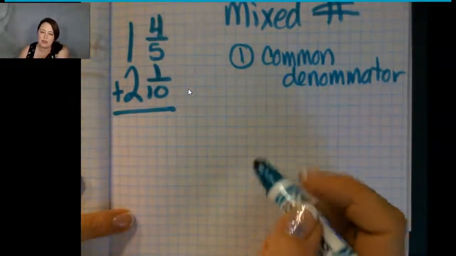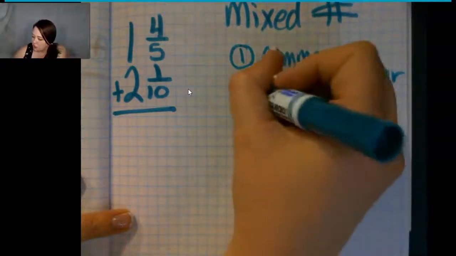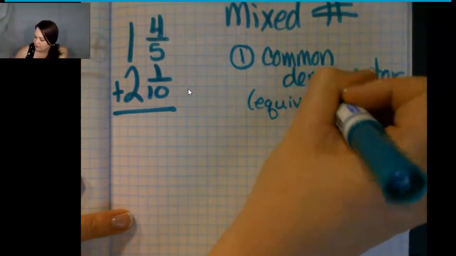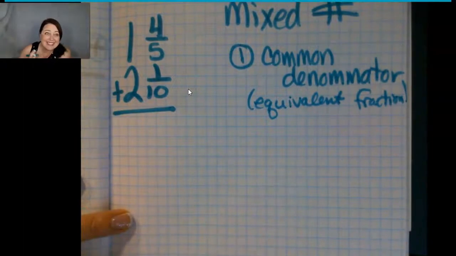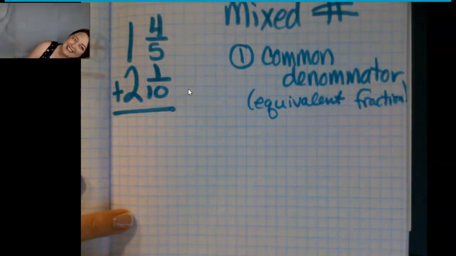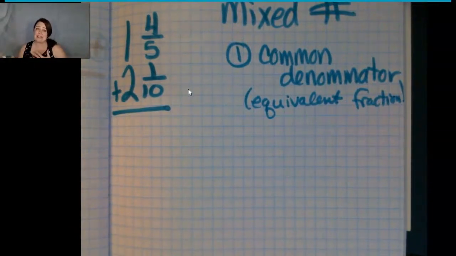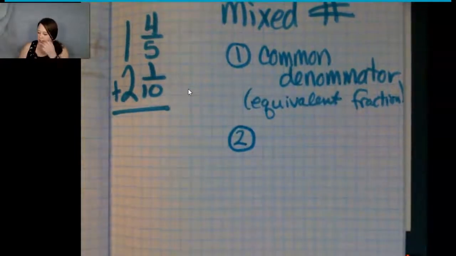I'm going to kind of ignore the whole number for the moment and just focus on the fraction, because the fractions are what kind of make it hard. To find a common denominator, we use equivalent fractions. You'll notice that this looks similar to what we did yesterday, because it is. Right? To add and subtract fractions is the same thing as mixed numbers. The only thing different is we're adding those whole numbers in. So step 1 is the common denominator.